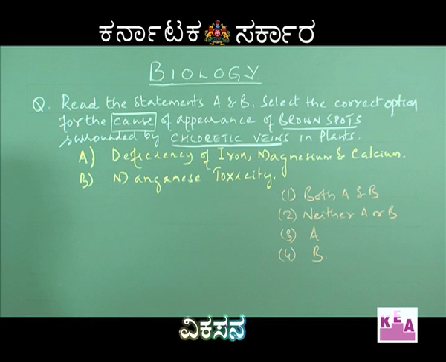Now we come to the two statements A and B. Statement A, deficiency of iron, magnesium and calcium. Statement B, manganese toxicity. Quite interesting. We have to be very careful.